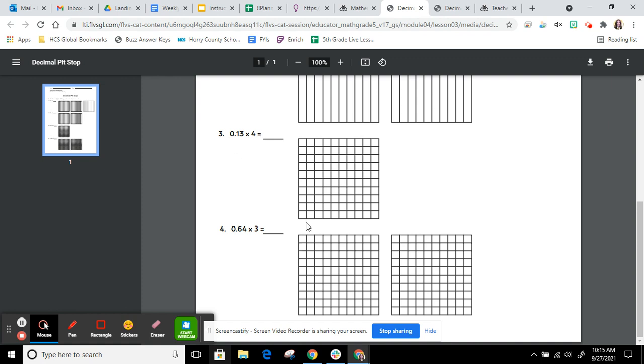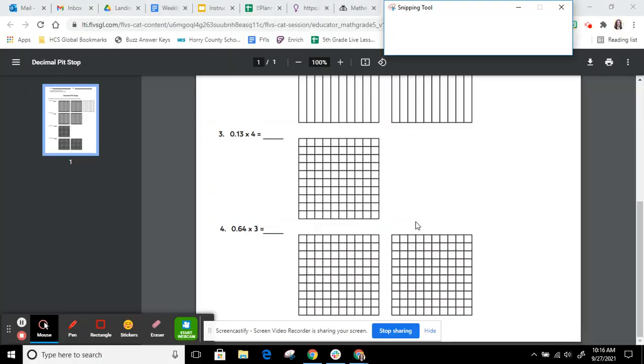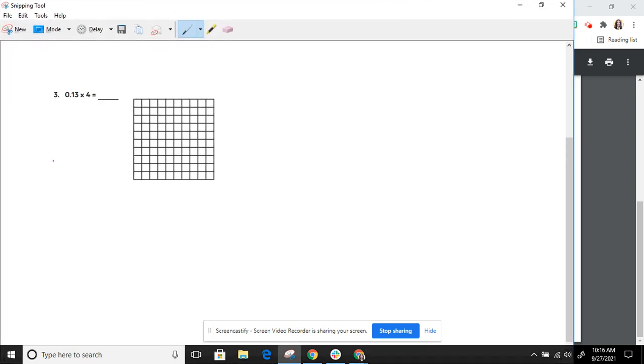Number 3, we're looking at hundredths, and you'll notice that your whole is now broken up into 100 little pieces. That's because we're now dealing with hundredths. 13 hundredths times 4. So let me go ahead and screenshot number 3. That bigger? Okay. So 13 hundredths times 4. We're going to do the same thing, but we're going to now focus on our hundredths and shading in 13 hundredths 4 times. So I know that each stick now has 10 little squares in it.